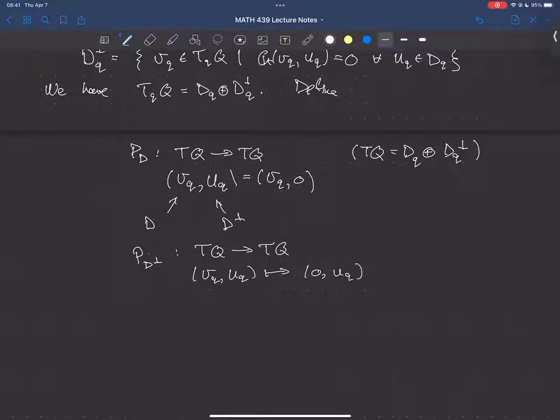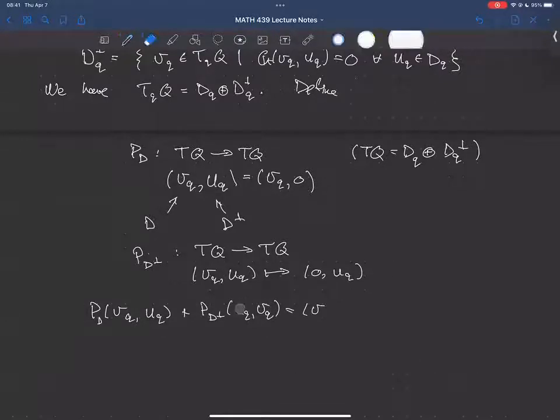Okay, so notice therefore that P_D of V_Q U_Q plus P_D perp of U_Q V_Q is, of course, the identity. I'm sorry, I got my V's and U's backwards here. All right. Okay, so those are the orthogonal projections.